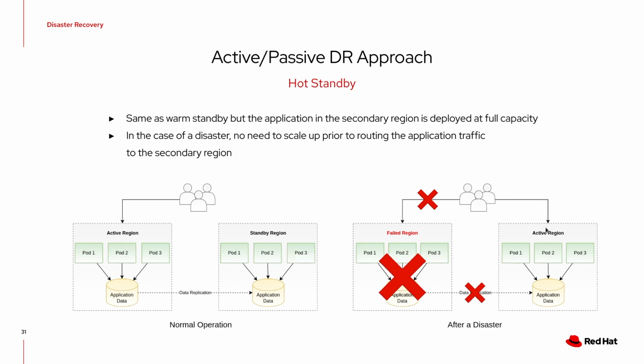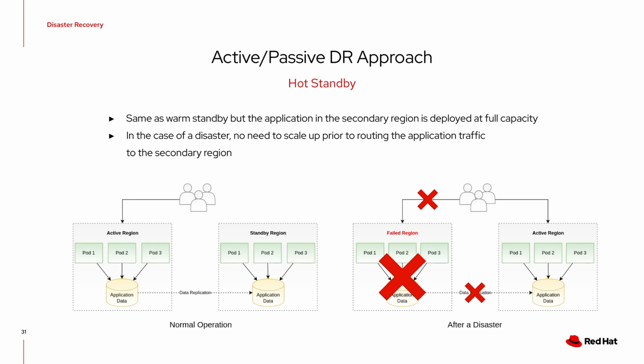And the last strategy in the active-passive approaches is the hot standby. We did use hot standby as well. Hot standby means that you are pretty much deploying the application the same way, at the same scale, into both regions at the same time. So you can see that all pods are scaled exactly the same, and of course there's replication between the two regions. And in the case of a disaster, all you need to do is reroute the traffic to your active region, the secondary one. So this allows you to do a very quick failover.